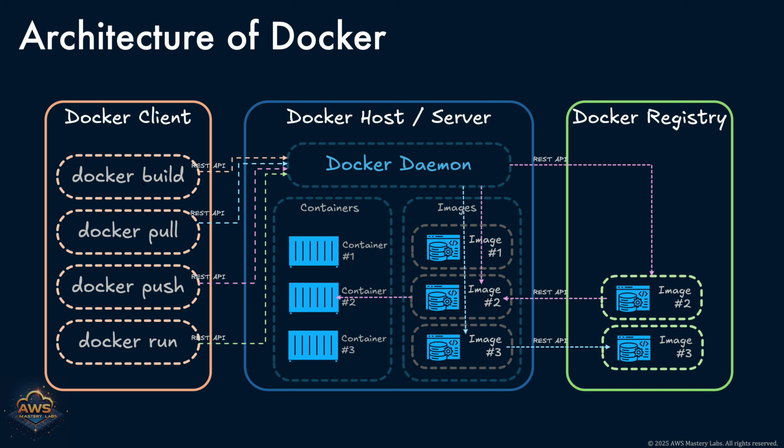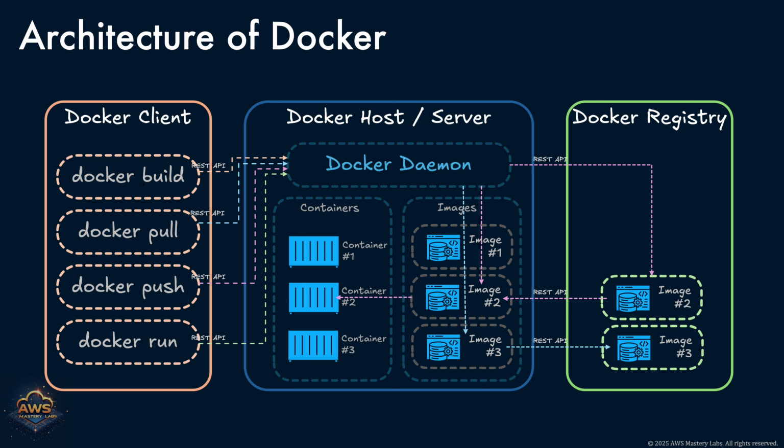Let's look at the interaction flow. When you use Docker build, the client sends the request to the daemon, which constructs the image and stores it locally. A Docker pull command retrieves an image from the registry. The daemon downloads it and saves it to the local image store. Conversely, Docker push uploads your image from the host to the registry, making it accessible to other environments or teams.